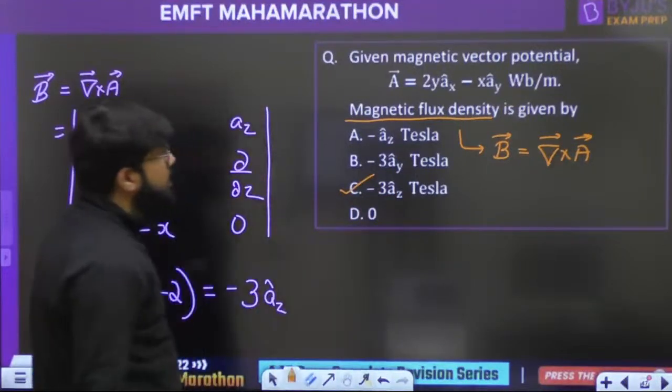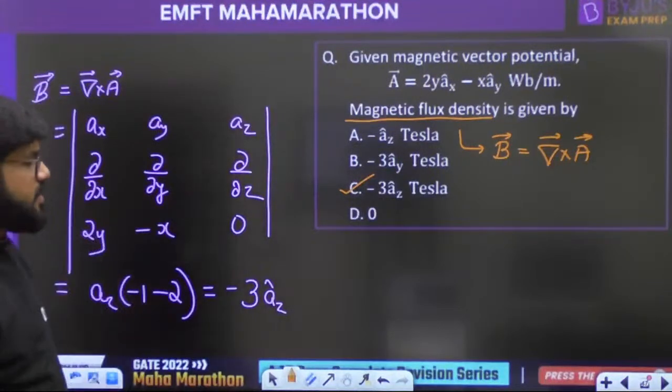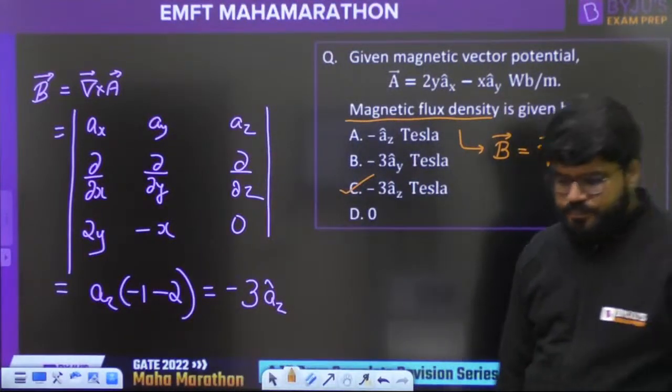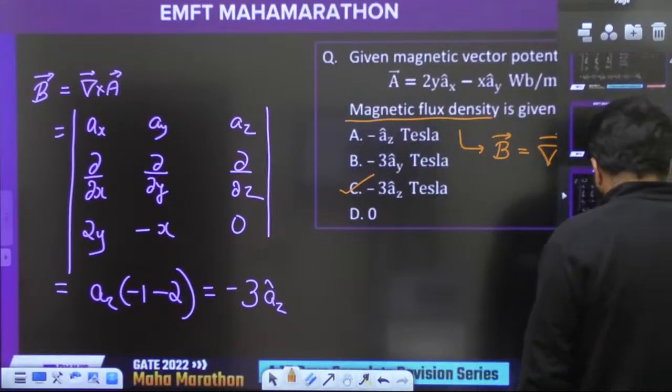Minus 3az, right? Now this is the flux density, that is why it is in Teslas, or Weber per square meter. Okay. So this one again is a simple question.